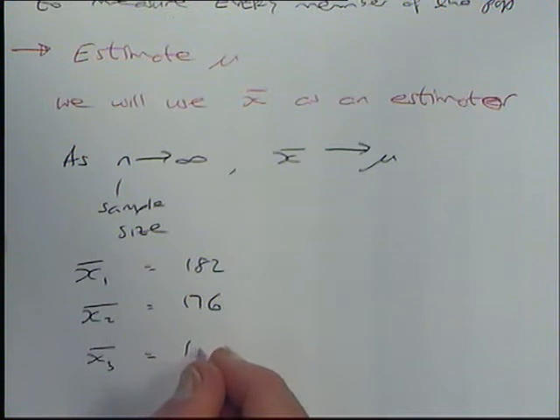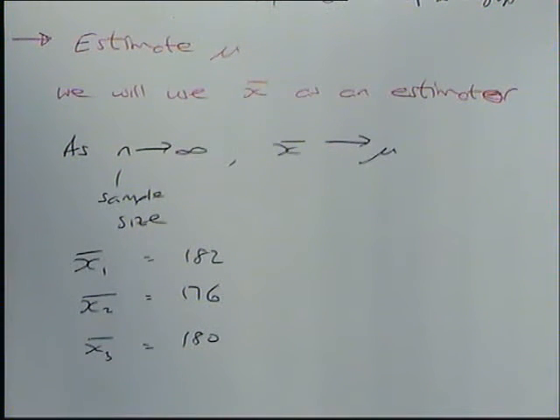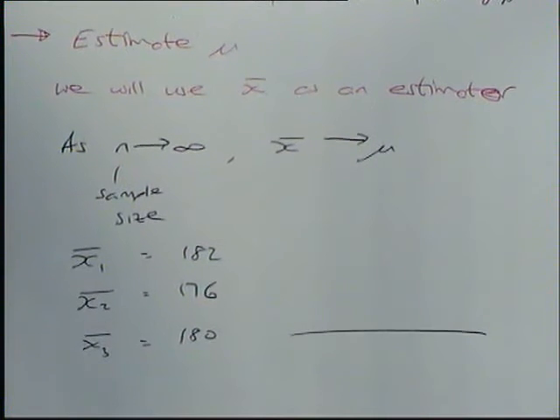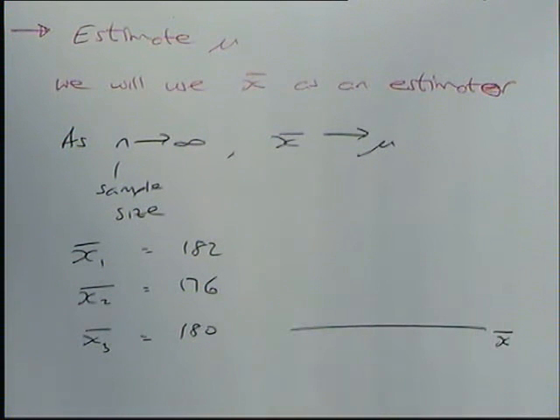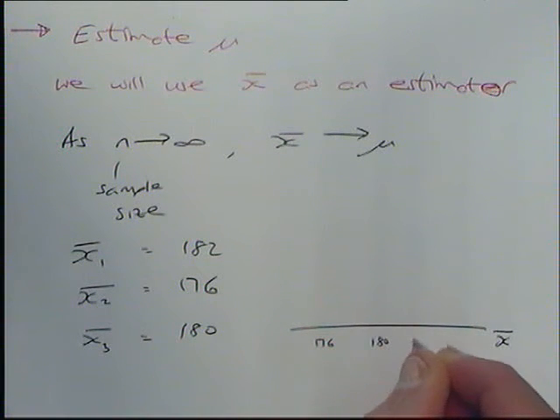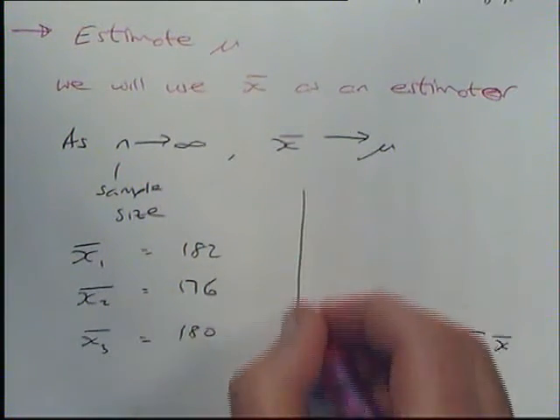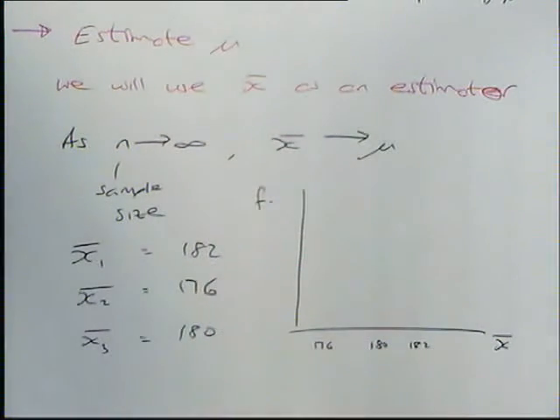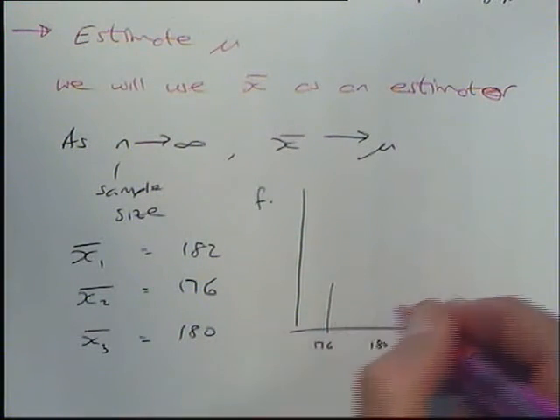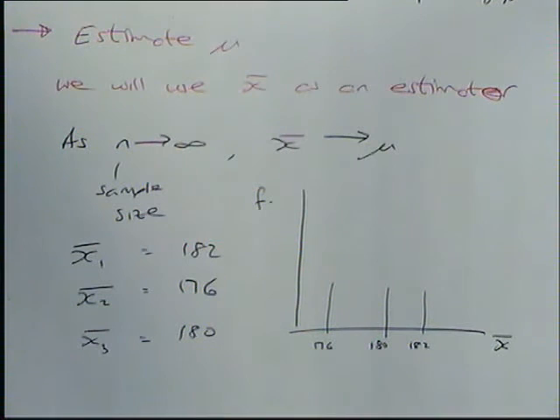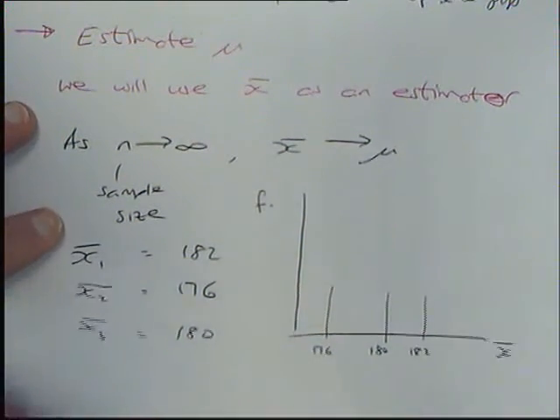180. Okay. So what we've got here, if I just do a little graph and label this x bar, I've got a value of 176, a value of 180, and another value of 182. Now, if I put up the side my frequency of getting those, I'm just going to get a bar chart looking like that.